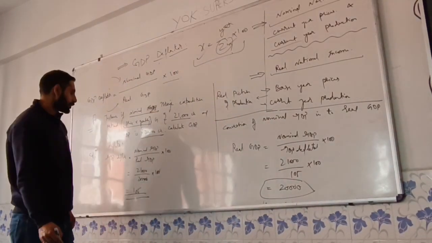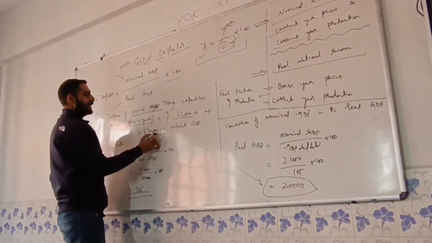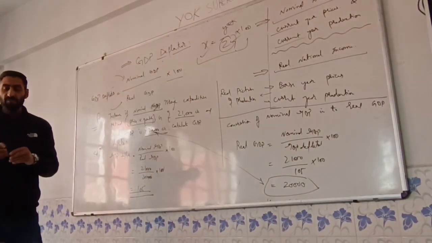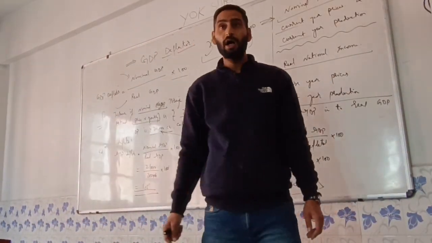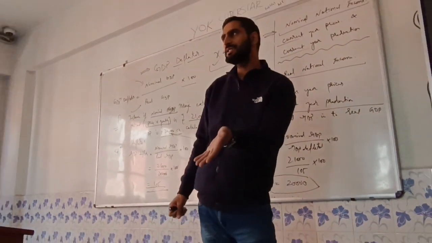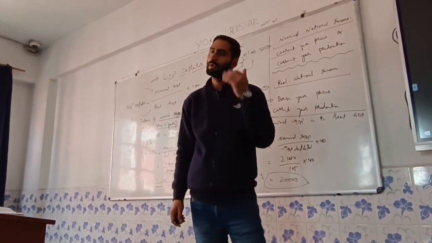This 20,000 crore rupees is equal to this 20,000 crore rupees. That is, real is equal to real. And we are able to neutralize or understand the effect of the rise in prices in a particular year. Clear? Understood? Take it.